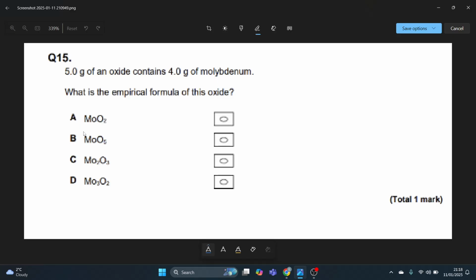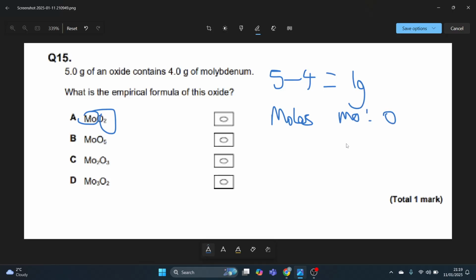So I can clearly see from A, B, C, and D, we've only got molybdenum and oxygen. So therefore the amount of oxygen remaining is 5 minus 4, which is 1 gram. Now I can do moles of Mo and oxygen. Moles of Mo is going to be 4 divided by the Mr of that, 96, and for oxygen, the mass in grams, 1, divided by the Mr, 16.